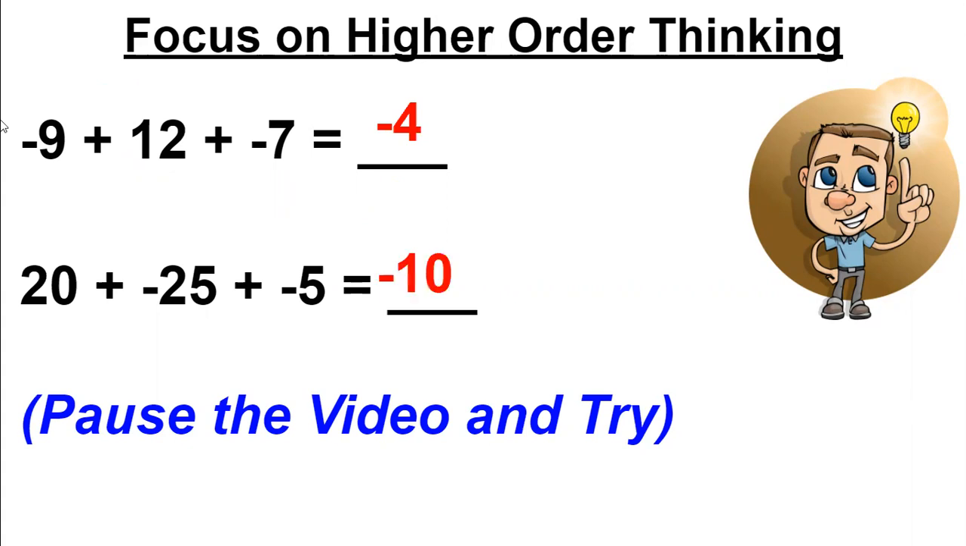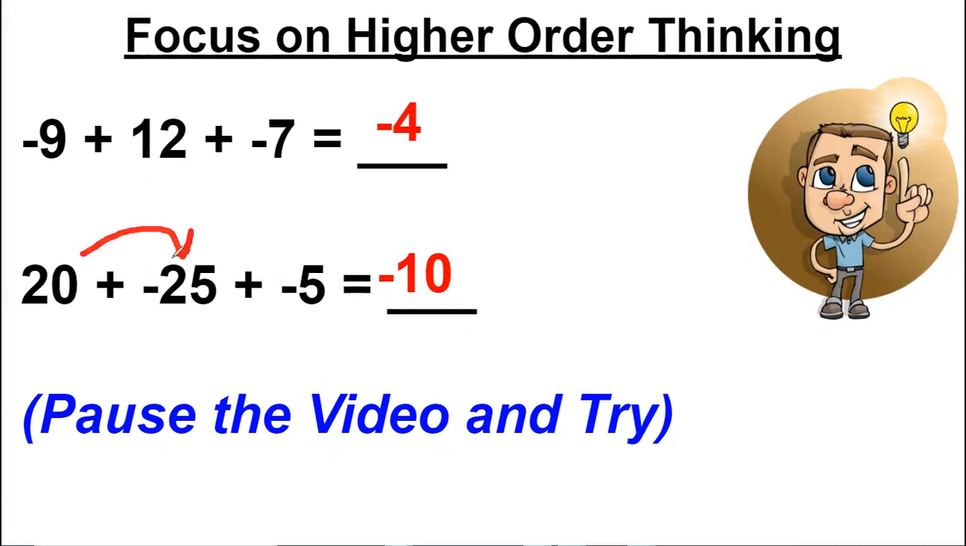There's the answer to the second one, negative 10. So this is how it works. 20 plus negative 25. I have $20 in my pocket, but I owe 25. So I'm going to be $5 in debt. Plus, I'm adding another $5 in debt to somebody else. I am now a total of $10 in debt. Okay?